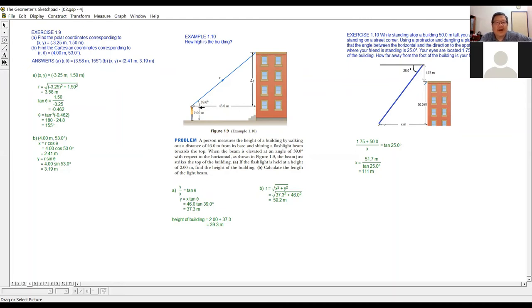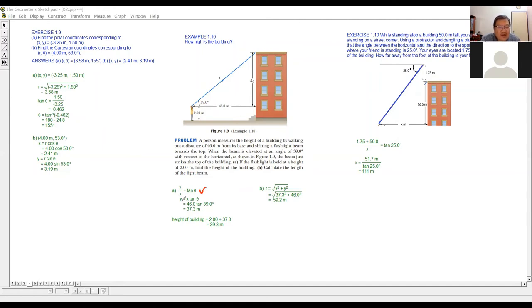It comes from the right angle triangle here. Can you see a right angle triangle here? Yes. The blue line and the two black lines form a right angle triangle. Now the angle here is 39 degrees. And from our knowledge of coordinates, we know that y divided by x is tangent theta.